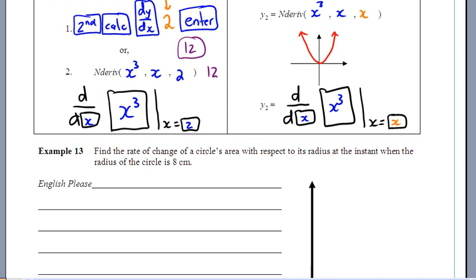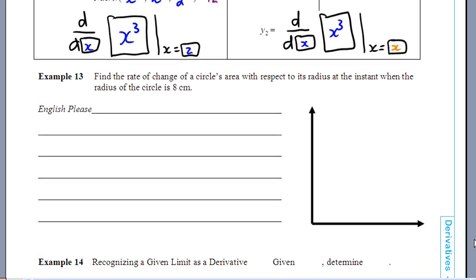Okay, next example here. Just going to, for the first time, start practicing taking some English and converting it into some math. So I have this example, and it says find the rate of change of a circle's area with respect to its radius at the instant when the radius of the circle is 8 centimeters. And it's like, whoa, what is going on? I don't understand that. All this stuff's coming at me at once.